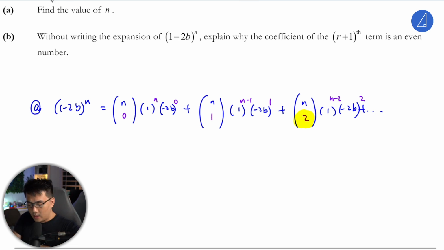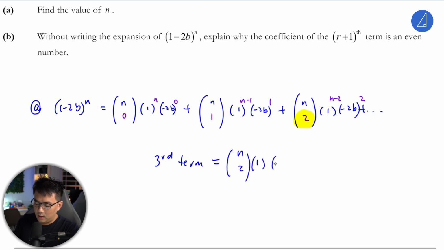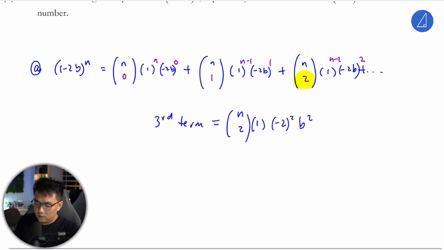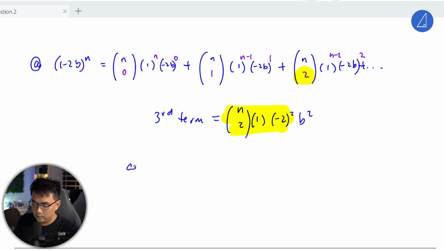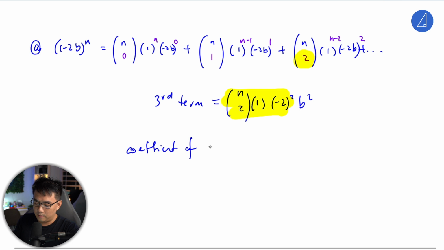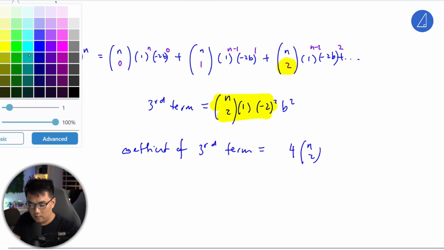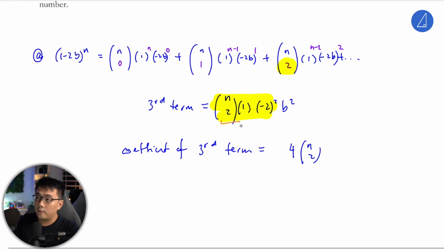So in this case, the third term is n choose 2, times 1 to the power of n minus 2, which is just 1, times (minus 2) squared b squared. So the coefficient of the third term is 4 times n choose 2. This is the coefficient here.